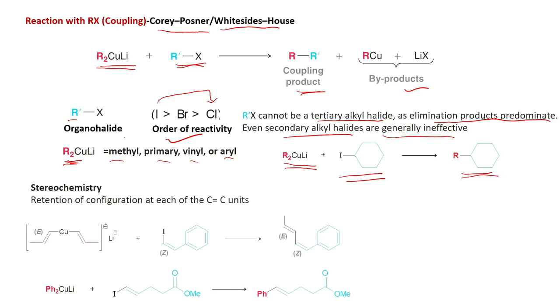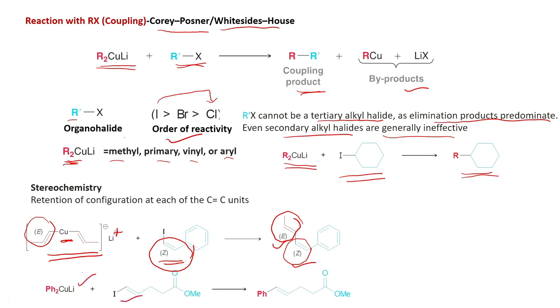Now we talk about stereochemistry. The stereochemistry will remain the same for both reactants. So your E will react with Z, and will give you E and Z. Your E part was with copper, so it is here, and the Z part was with the organohalide, so it will remain as Z. So there is no inversion of configuration. Like if you treat your Gilman reagent with this iodide, the stereochemistry will remain the same. No inversion of configuration.